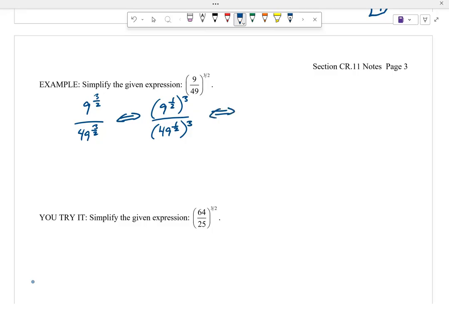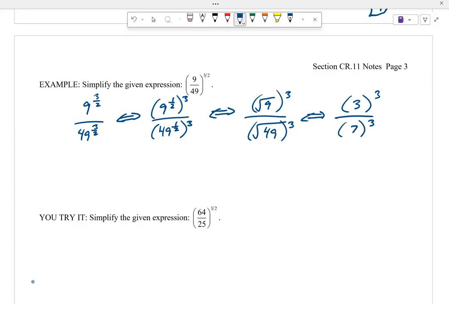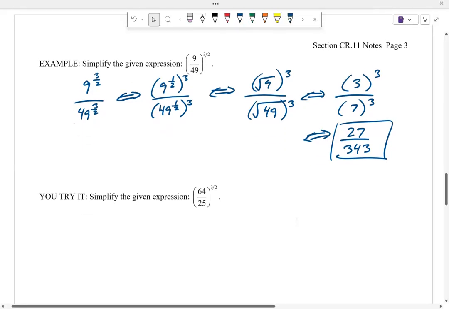So we've got the square root of 9 to the 3rd, and we've got the square root of 49 to the 3rd. Well, the square root of 9 is 3, and the square root of 49 is 7. So we got 3 times 3 times 3 is 27. I got 7 times 7 times 7. What's that? 343. And I think we're stuck right there. Go ahead and try that next one there.